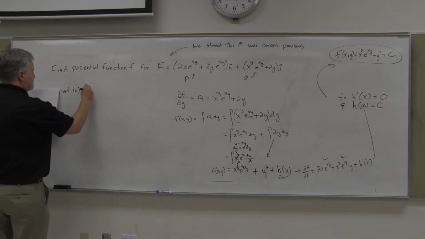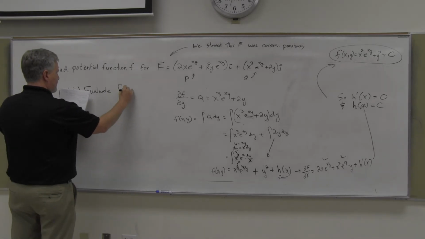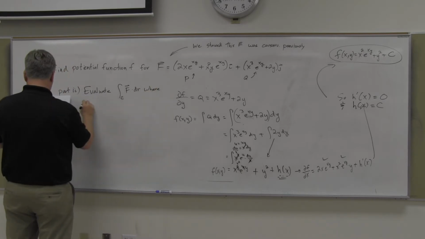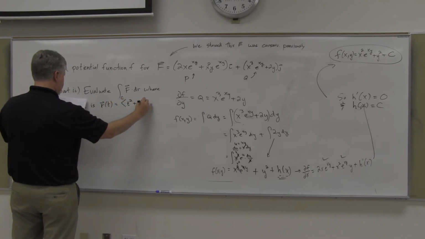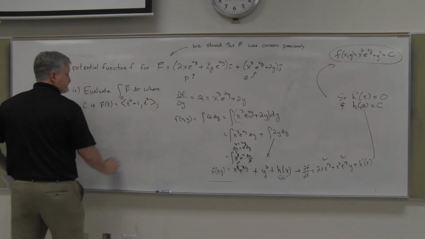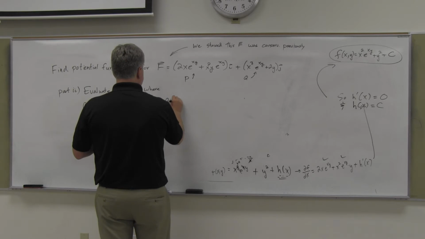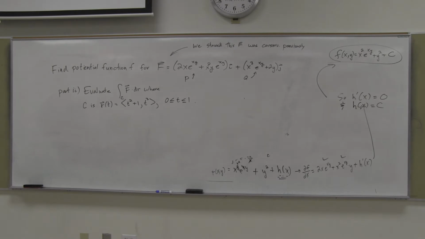Evaluate the line integral of F dot dr where C is r of t equals the vector t squared plus 1, comma, t cubed, and t goes from 0 to 1. All right. Here's the payoff for us anyway, for all this.